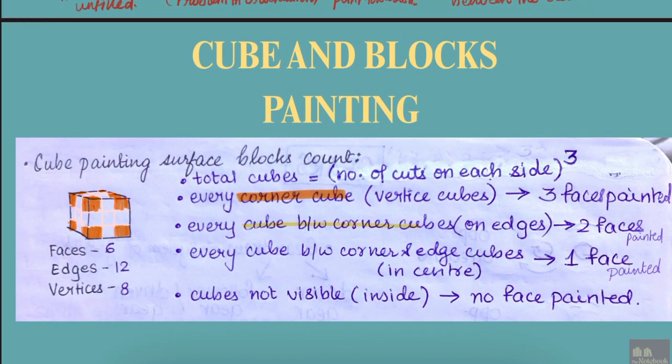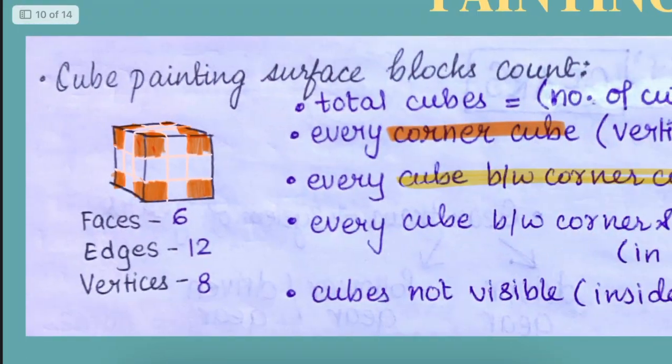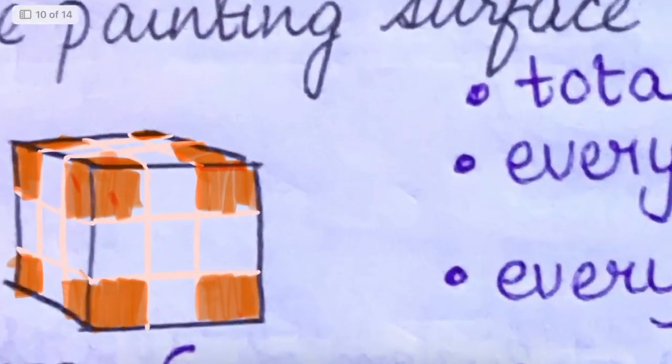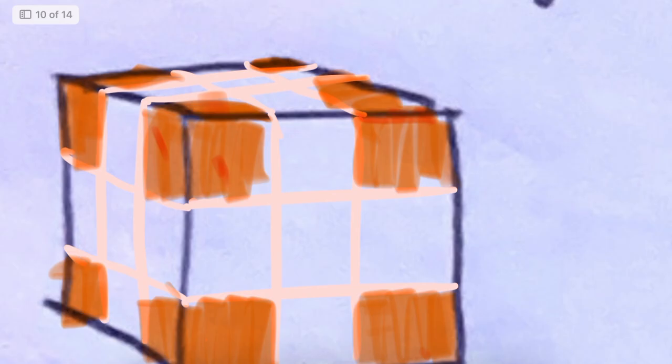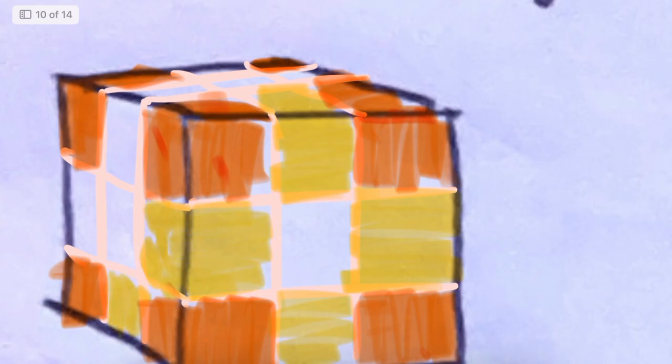Now the cube between the corner cubes. This is basically directly on the edge. It's not on the vertex. This. Then this. And then this.